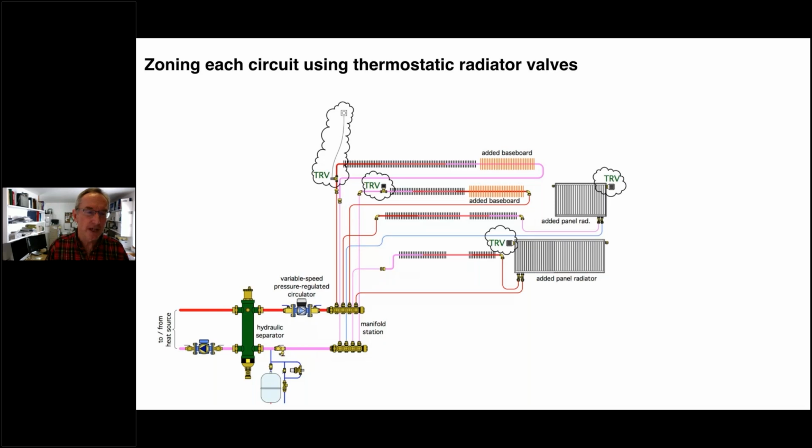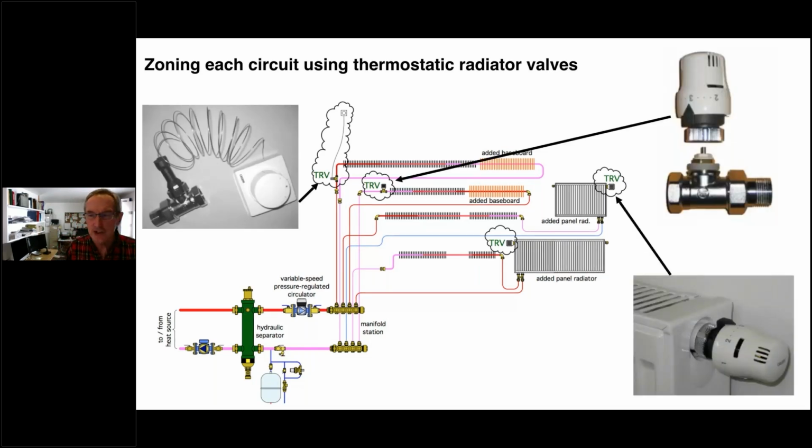I'm showing thermostatic radiator valves, and these are just some of the geometries that are available. You can get radiator valves in the upper left there where you can actually have a wall adjustment. That's a capillary tube that's coiled up there. Don't cut that and try to put it back together with a wire nut. I have an architect friend that tried that.